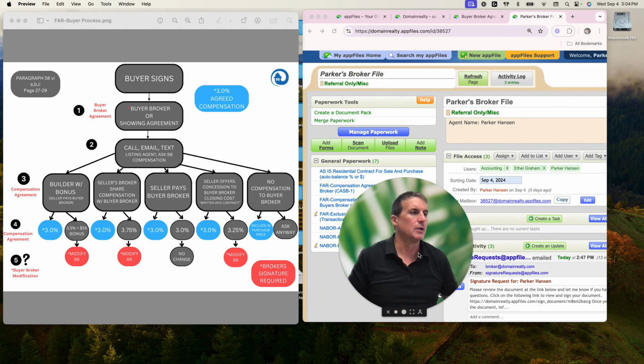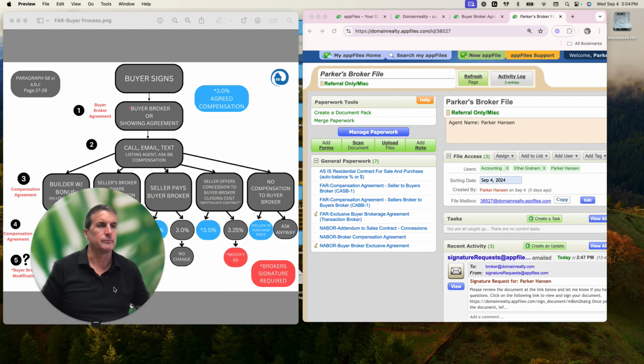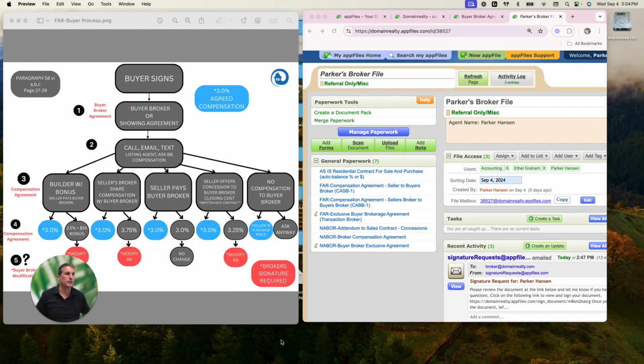Make myself a little bit bigger here. So take a look. Let's follow the bouncing ball. Let me move myself over here. A little small again.